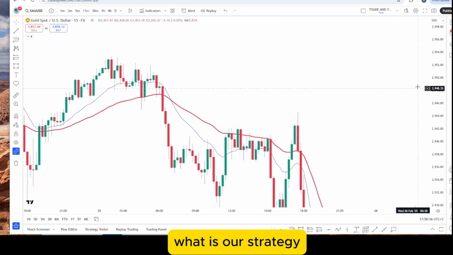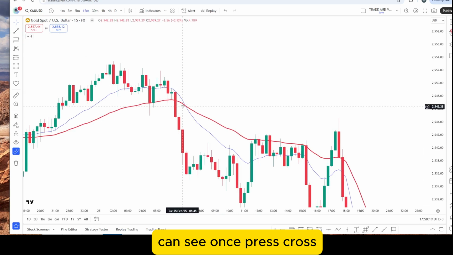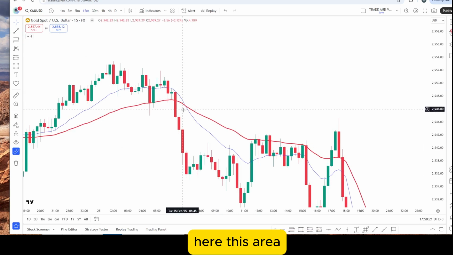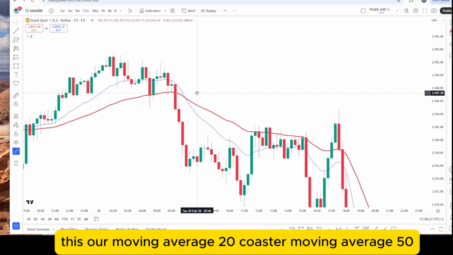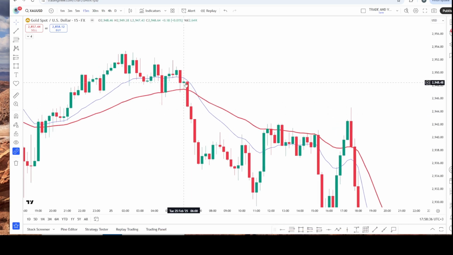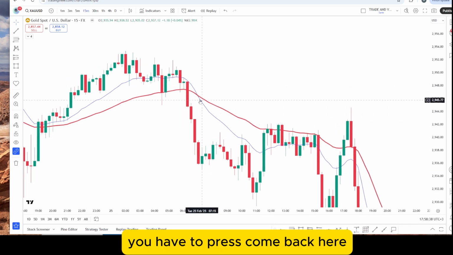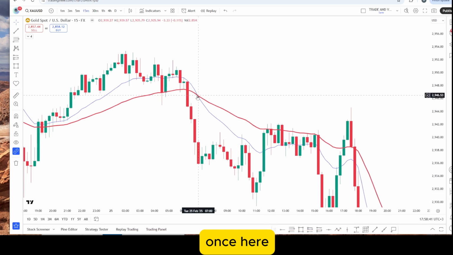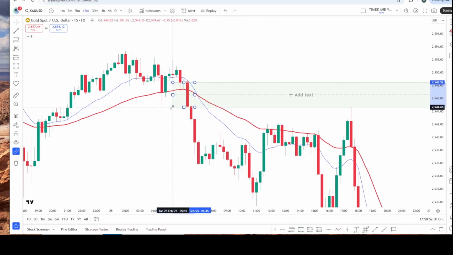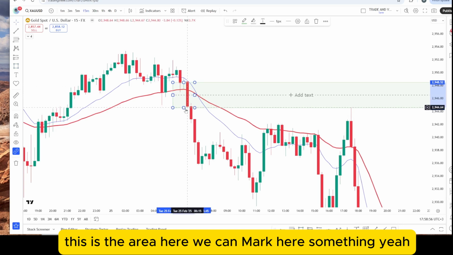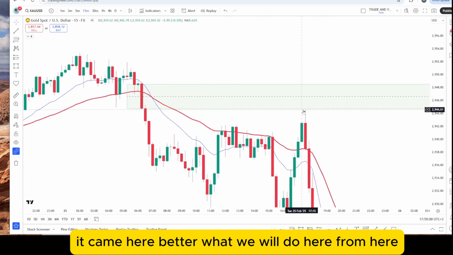What is our strategy? You can see once the 20 moving average crosses the 50 moving average, after that we have to wait for price to come back here. Better to mark the candle before that crossover and the second candle. This is the area here. We can mark it here. Sometimes, yes, it came here.